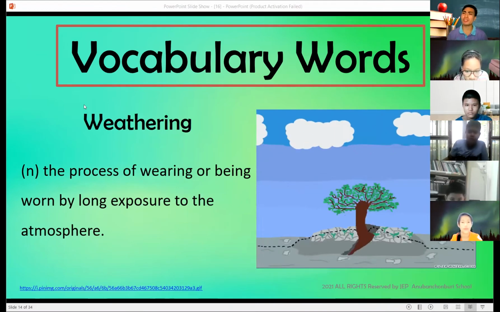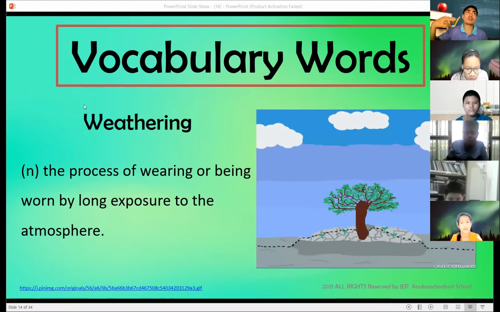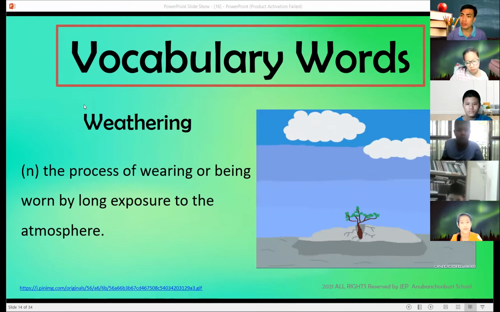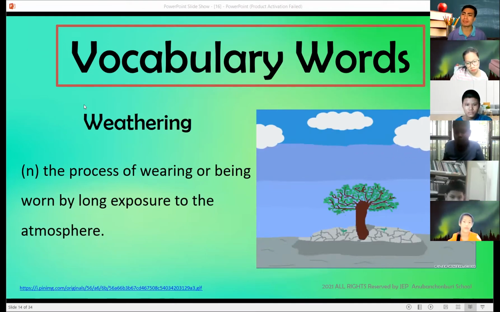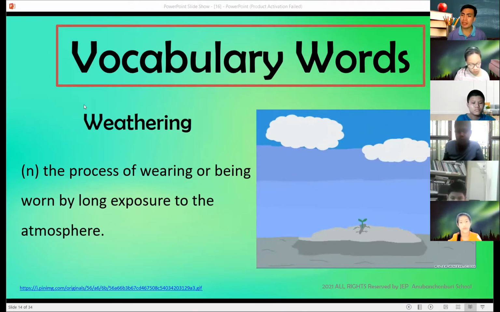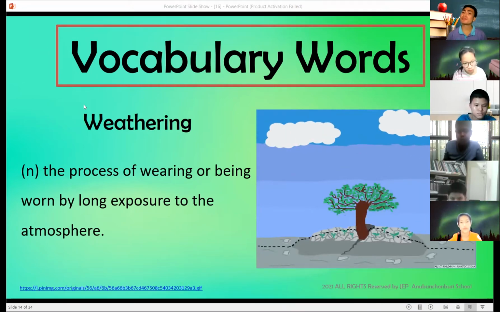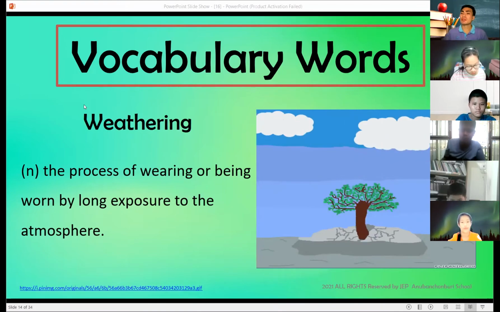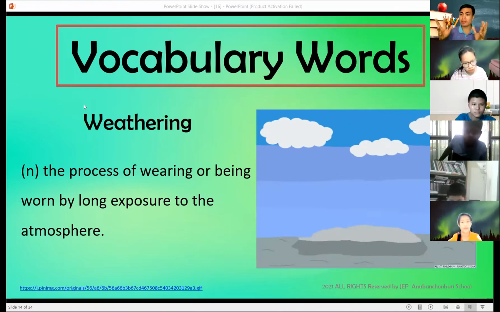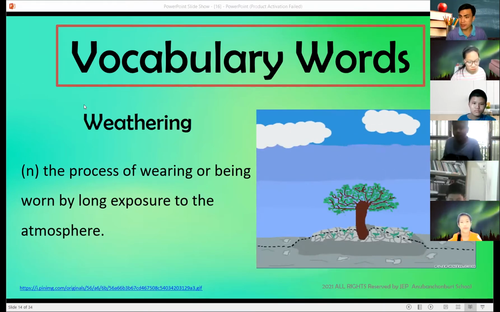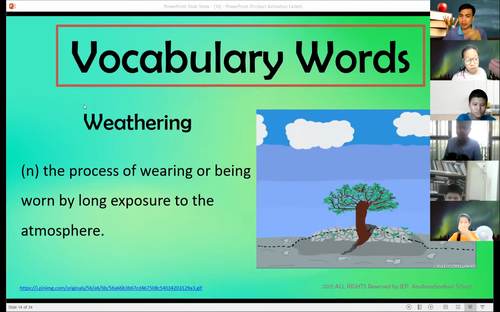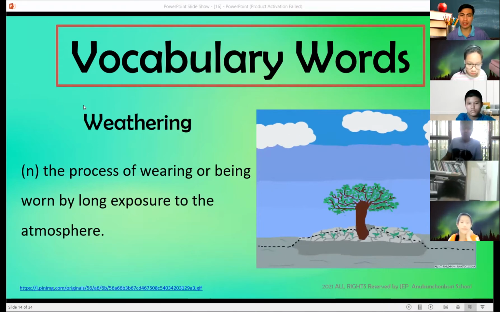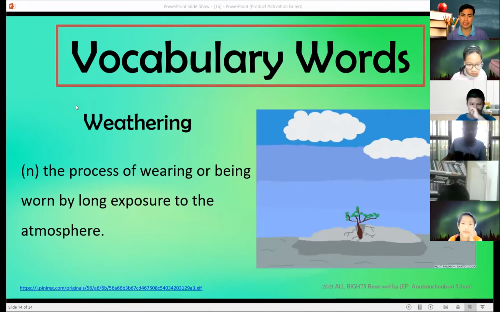The weathering here is the process of wearing or being worn by a long exposure to the atmosphere. What is the simple definition of weathering? Who can tell me? What is weathering? Weathering is the process of big rocks becoming smaller pieces. You understand? Big rock becomes smaller pieces. It means they will break down into tiny bits or small pieces.